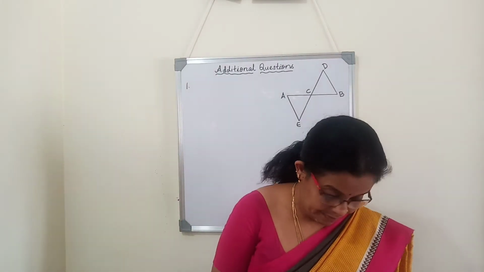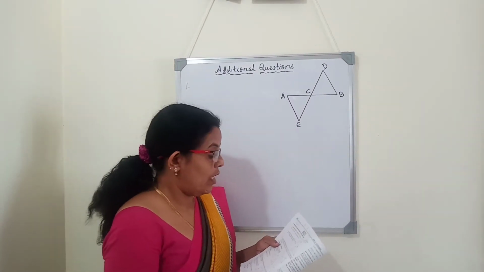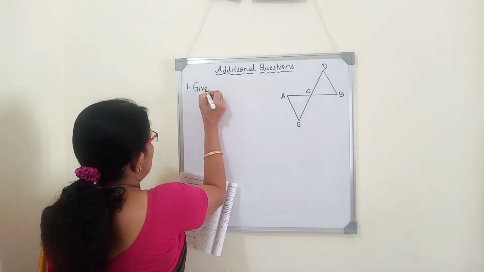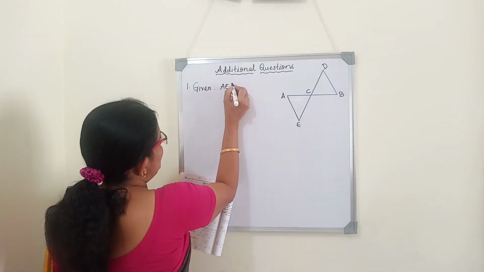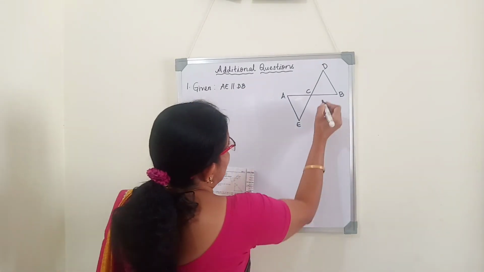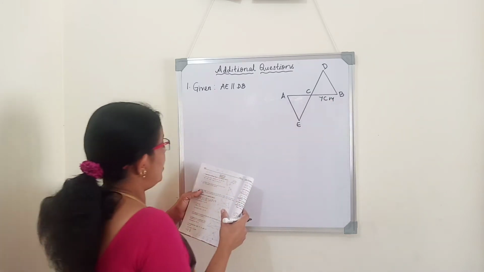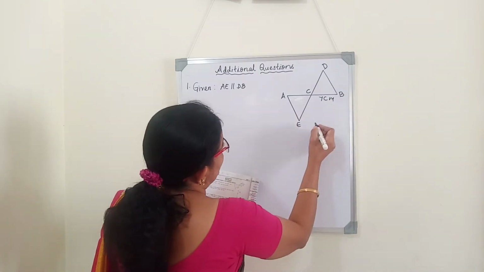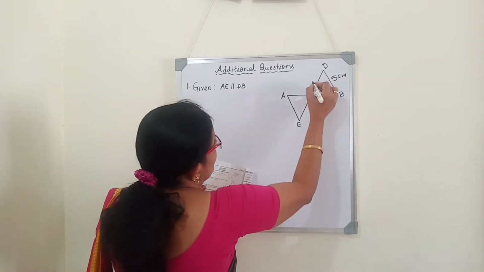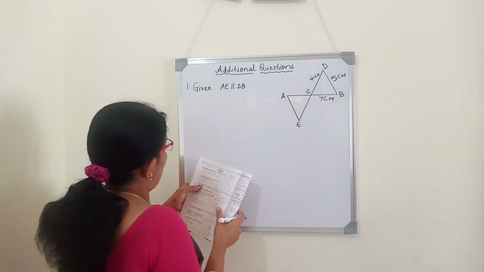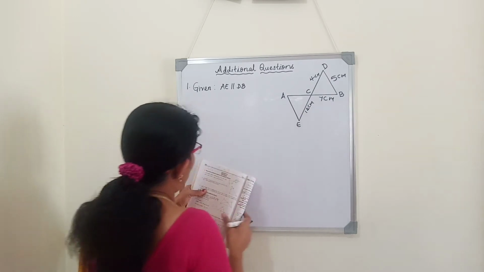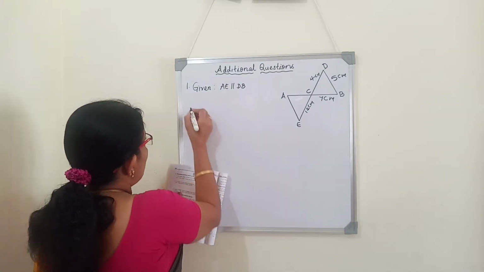First question, in the given figure, AE parallel to DB. Given that AE parallel to DB, BC 7 centimeter, BD 5 centimeter, DC 4 centimeter, CE 12 centimeter. We have to find AE and AC.